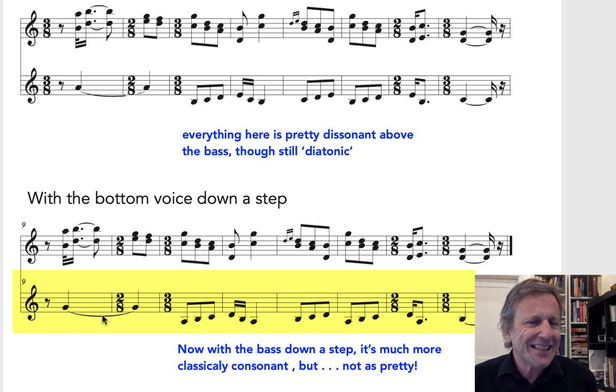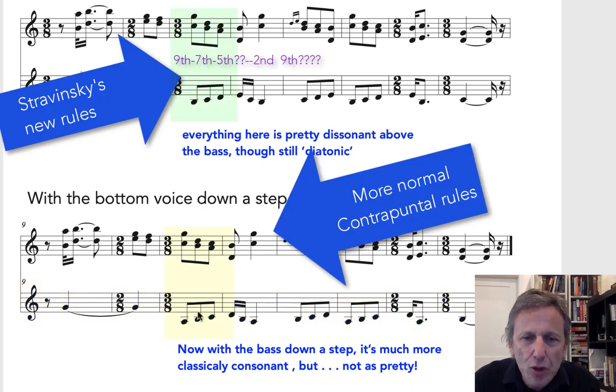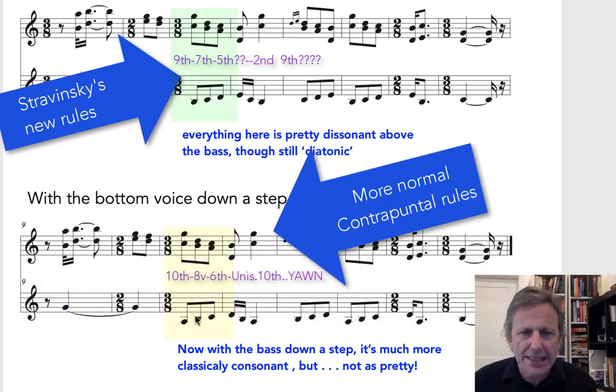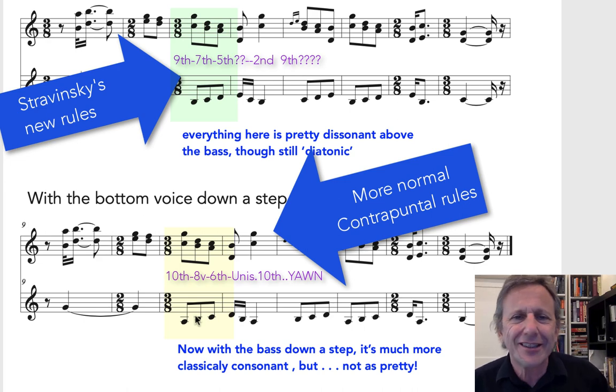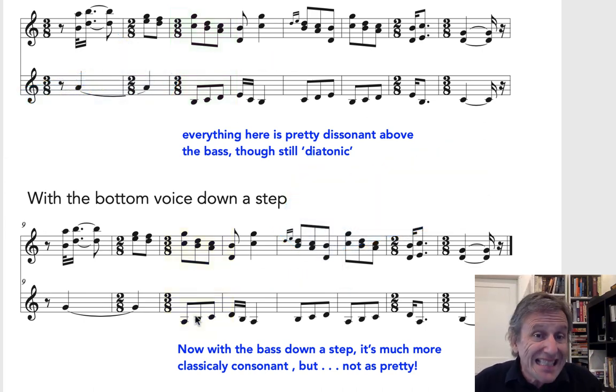Look at this! Oh, that's kind of gentle. Check this out, and check this out. All I'm doing is lowering this line a step. It's much gentler. It's like, maybe I'll go find my fiancé. Maybe I'll just relax a little bit. And the opera's over.